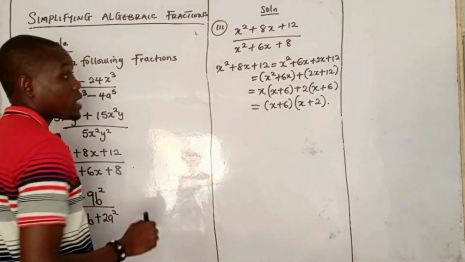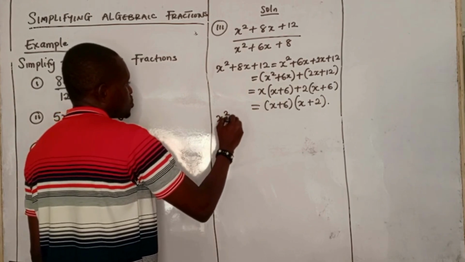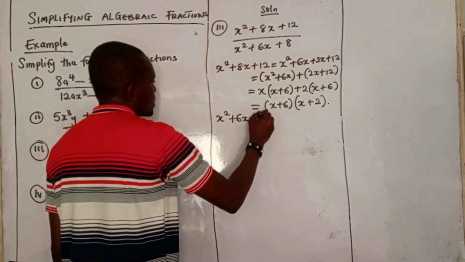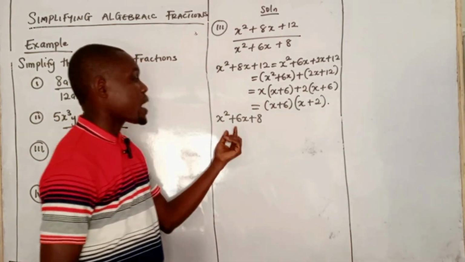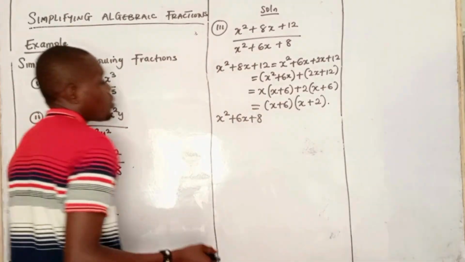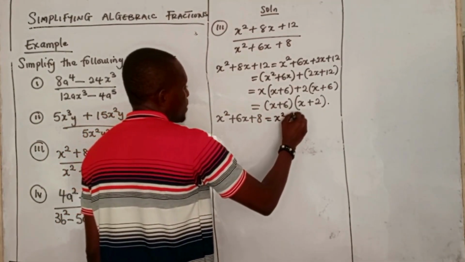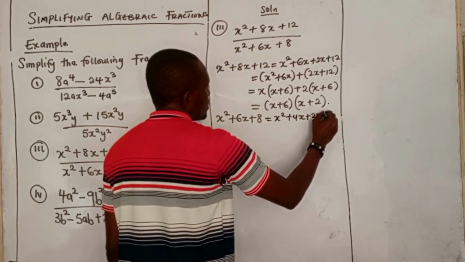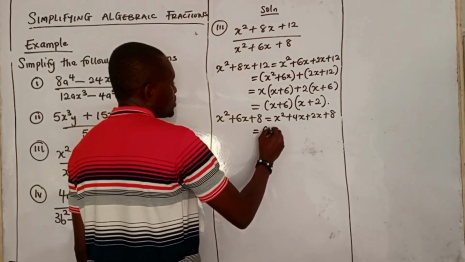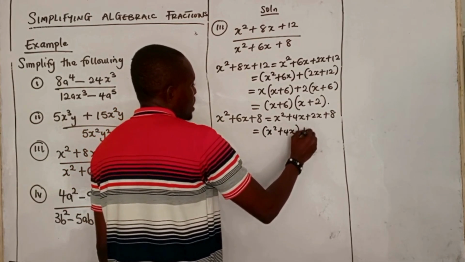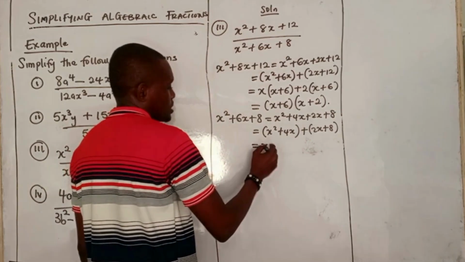Now we have been able to factorize the numerator. We will do the same thing to the denominator. So we have x squared plus 6x plus 8. Two possible numbers that we can multiply to get plus 8, and when we add, we get plus 6, are 4 and 2. So we are going to have x squared plus 4x plus 2x plus 8, because 4x plus 2x will give us 6x. By the time we group them, we have x squared plus 4x, and then 2x plus 8. The common factor here is x, like the first one.